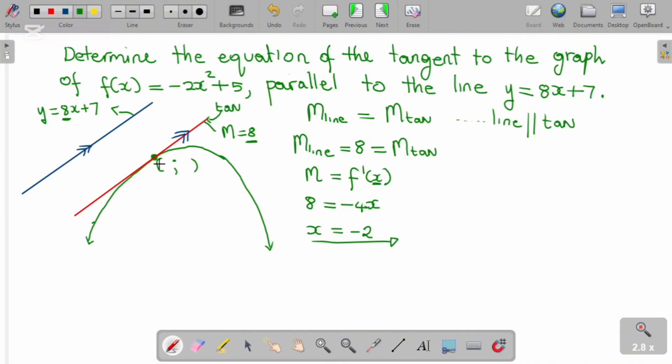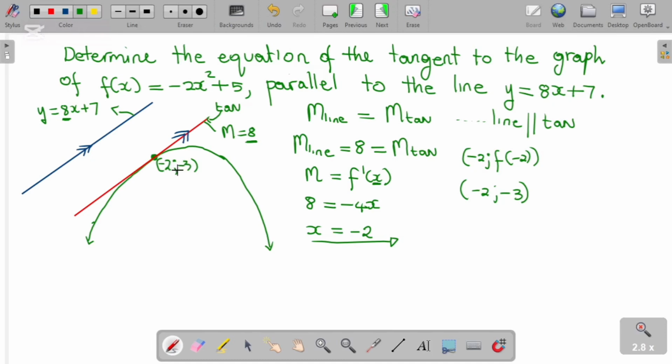So now we know that at the point of contact, the x value is negative 2. How do we find the y value? The corresponding y value is f of negative 2. Then we do the computation: negative 2 times negative 2 all squared, plus 5, which gives us negative 3. Now we know that the point of contact is negative 2, negative 3.